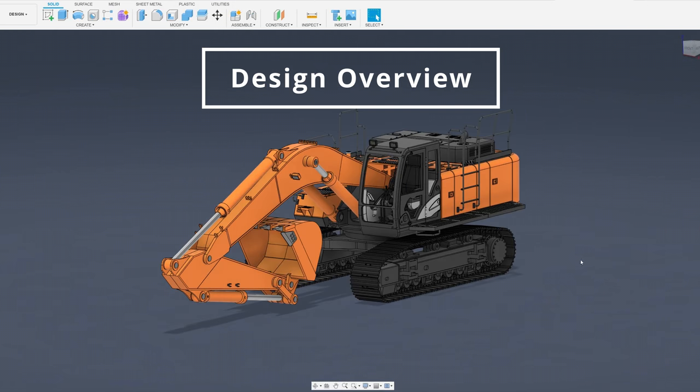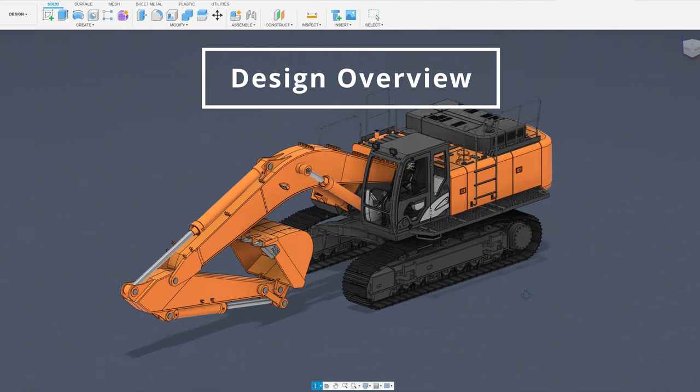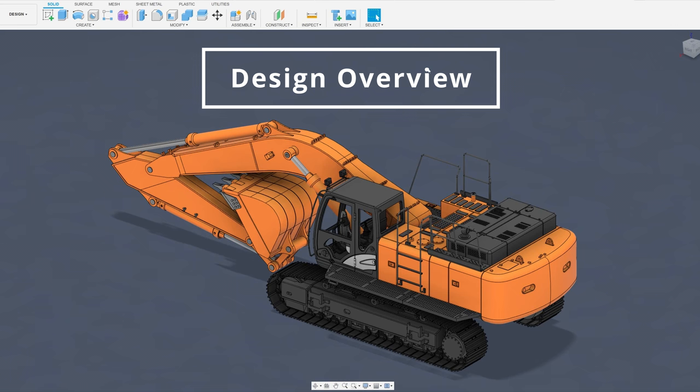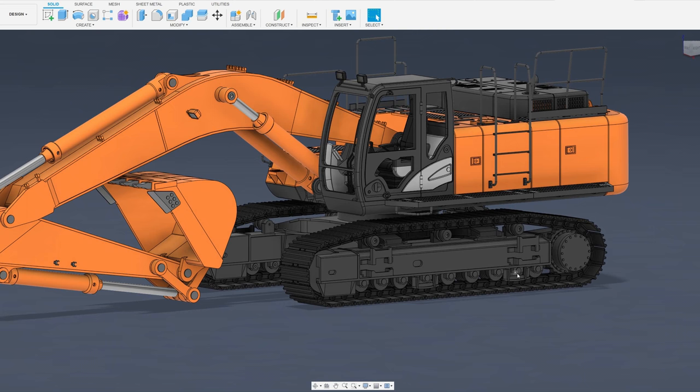Everyone, this is X470. It is a fully 3D printed excavator. Everything in this excavator is 3D printed, including the pump and the valves. Today we will look at the design overview. Let's start with the undercarriage first.